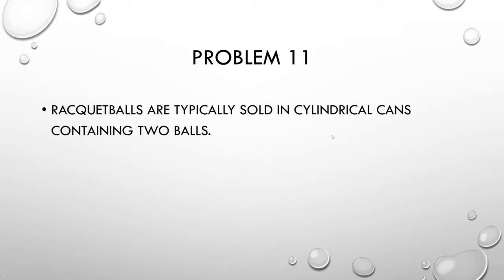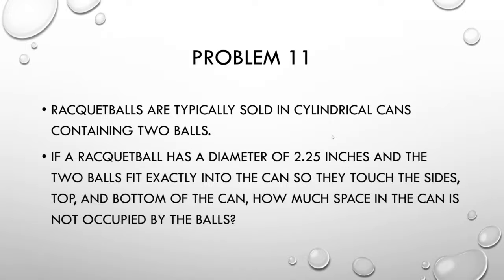Next, we'll take a look at problem number 11. Problem number 11 says racket balls are typically sold in cylindrical cans containing 2 balls. If a racket ball has a diameter of 2.25 inches and the 2 balls fit exactly into the can so that they touch the sides, the top, and the bottom of the can, how much space in the can is not occupied by the balls? So here's a rough drawing of the situation. We have the 2 balls inside the cylinder.